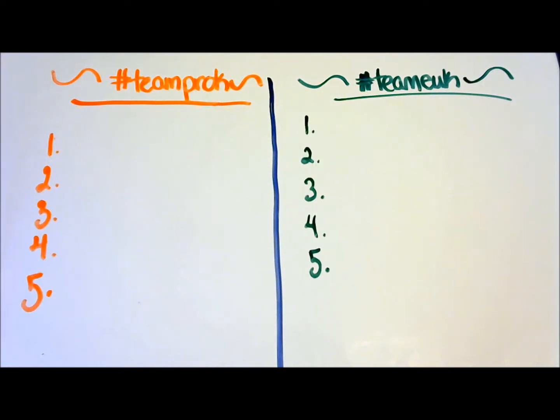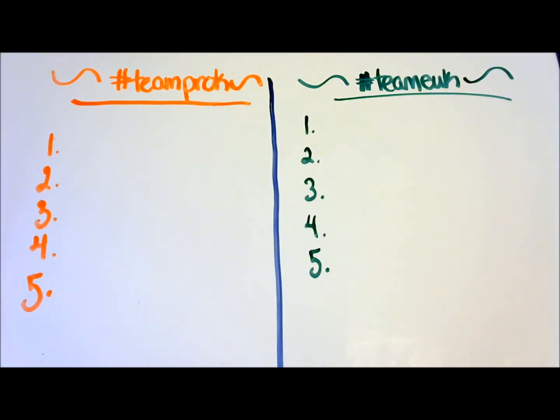Okay, now that I've gone over it once, we've gone over it a second time. Now the third time, I want you to list the 5 points of team prokaryotes and the 5 points for team eukaryotes. So pause the video right now and take a couple minutes to write these key points down. When you come back, I'll give you the answers.